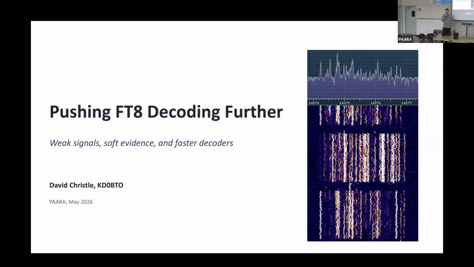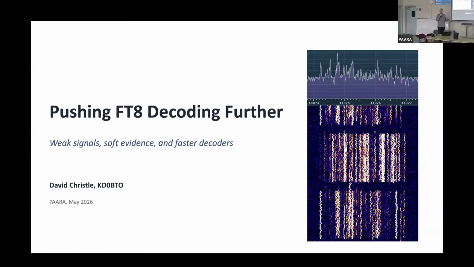So the title of my talk is Pushing FT8 Decoding Further. What I hope you can get out of this talk is a minimal-equations understanding of what actually happens in the FT8 decoding process, and some of the smart design choices that went into this digital mode that has just exploded since its introduction in 2017. There's a lot you can read on the internet about how to use it, but not as much content on how it works under the hood.